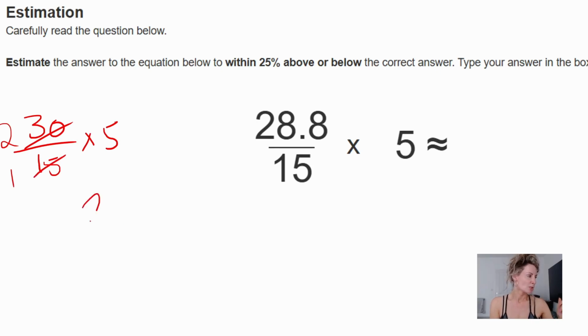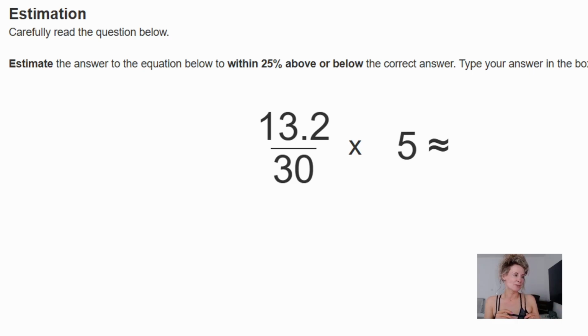So now we've got 2 divided by 1 times by 5. Anything divided by 1 or times by 1 is just itself, because 1's an identity for multiplication and division. So you can times by 1 or divide by 1, and it just stays the same. So this means the question is 2 times 5. So that means that is going to equal 10. 13.2 divided by 30 times by 5. What can we estimate 13.2 as in order for it to have a relationship with 30?